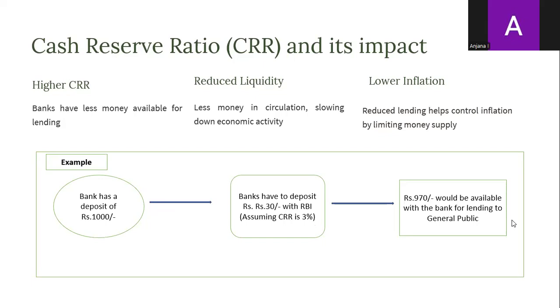Now, let's understand this concept with an example. For example, if a bank has a deposit of rupees 1,000 and RBI has fixed the CRR at 3%, the bank has to deposit rupees 30 with RBI and the balance 970 rupees would be available with the bank for lending to the general public. So, in this process, RBI has actually reduced the amount available with the bank, thereby curtailing the circulation of money in the market.